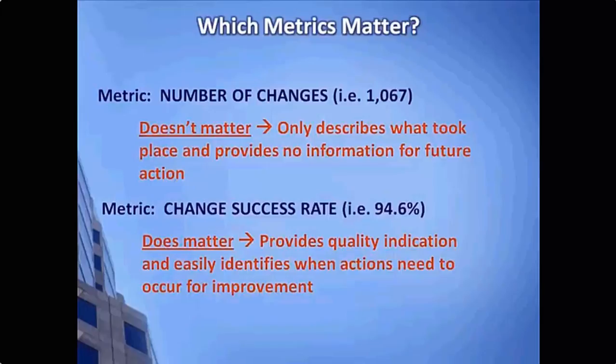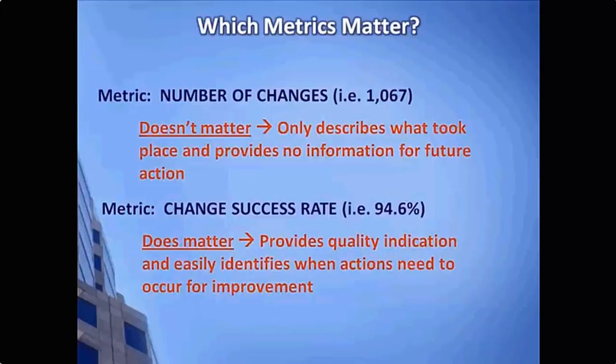This particular metric from a management perspective doesn't really matter because all it did was describe what took place and provided no information for any kinds of decisions or future action. If you send a metric like this up to senior executives, they will look at the 1,067 that's shown here, and they will scratch their heads and say, is this anything of importance? Does this mean something good? Is this something bad? Should we be making this number smaller, larger? They're really not going to understand why this number is being shown to them or what they need to do with it.